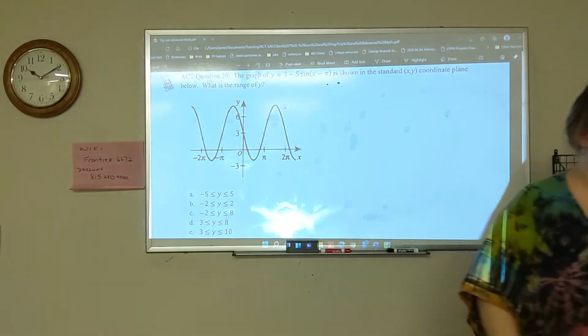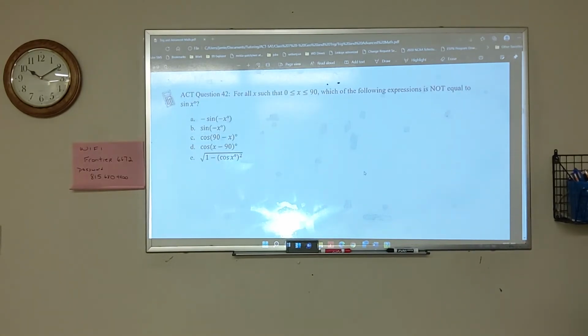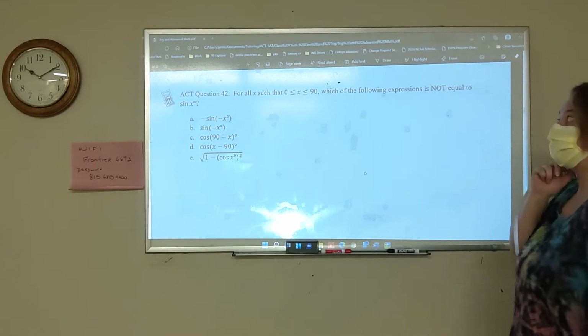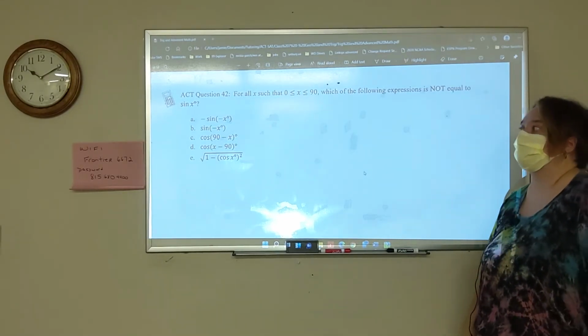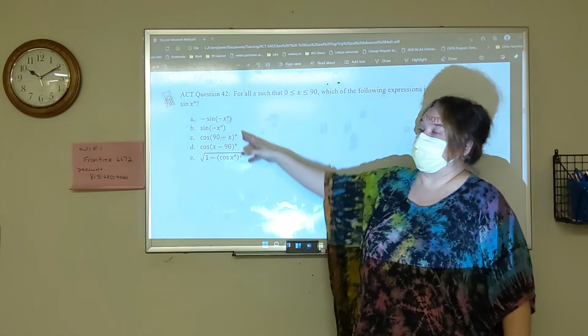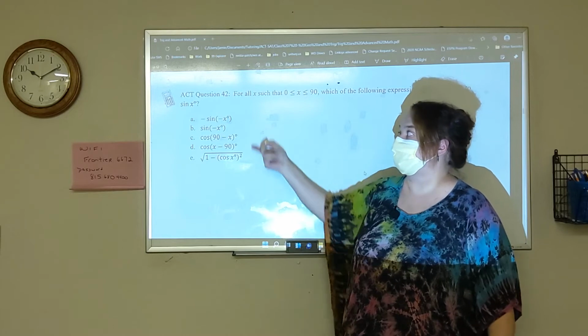All right, one more. Now we're done with trig. For all x such that 0 is less than x, which is less than 90, which of the following expressions is not equal to sine of x? If you know trig identities, you can solve this using trig identities. Most people don't remember those. No big deal. These have letters in your answers.